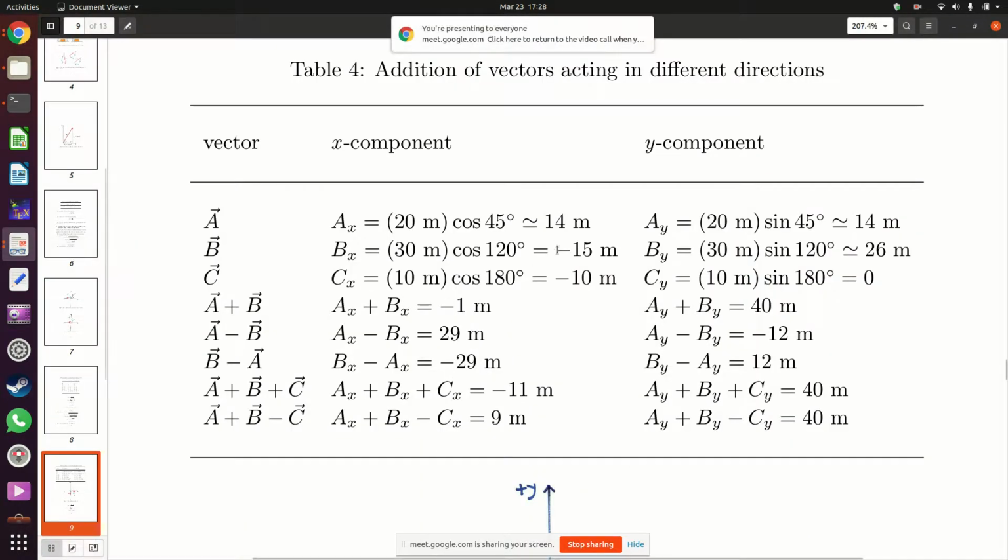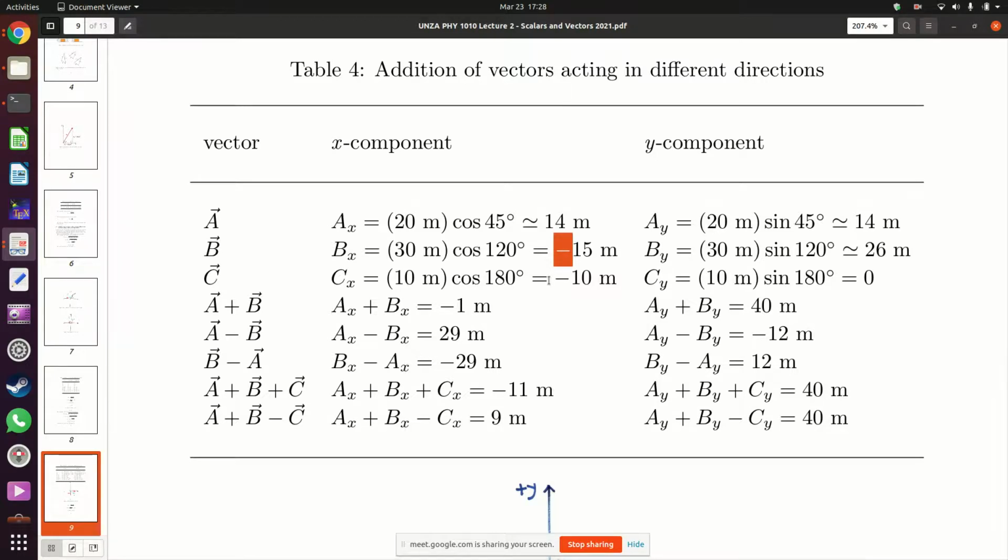On the meaning of a negative, if a component has got a negative sign, it means that it's pointing in the negative direction, lying along that axis but pointing in the negative direction. So in this case here, we want to work out the resultant, we want to find a plus b. So how are we going to find a plus b?